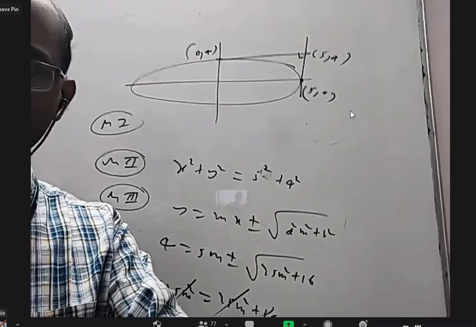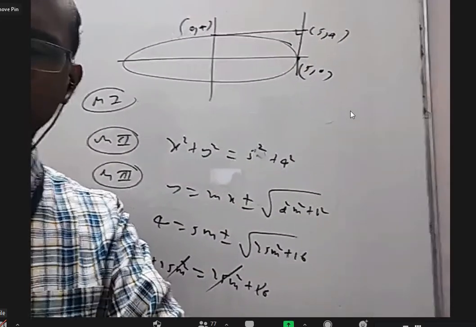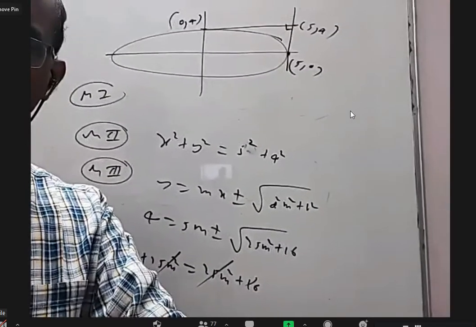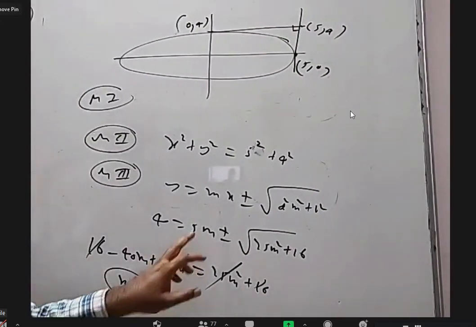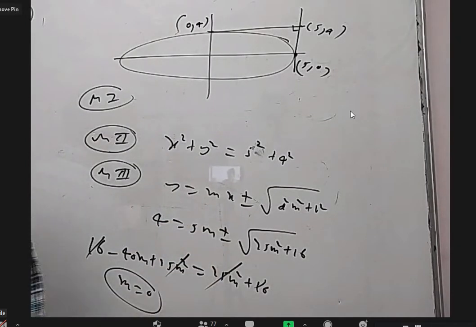Alright? Yes, sir, this is the mistake I did, sir. No, it's not a mistake. Method 3 is good. Only you have to understand this only covers non-vertical tangents. It doesn't cover vertical tangents. Yes, sir. Okay.